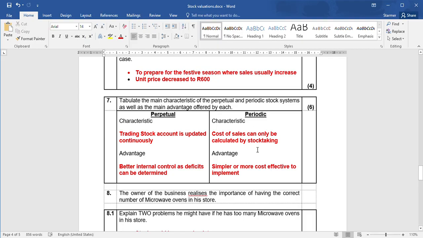The periodic, on the other hand, the only way you can work out cost of sales is to do stock taking first. So you don't keep a continuous record of stock on hand. Because you don't know how much you should have, you can't work out if you've got a deficit. But it's a much more simple and cost-effective method to implement here. So depending on the type of product sold, you're going to choose between perpetual and periodic. Perpetual, basically, it must be possible to determine the cost price of individual items sold. Periodic, it must not be possible to determine the cost price of each individual item sold.